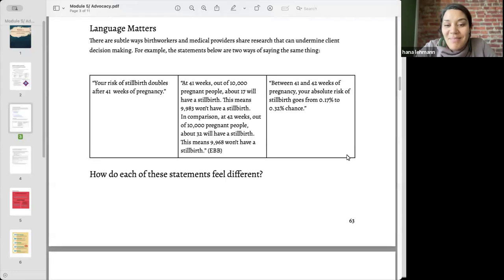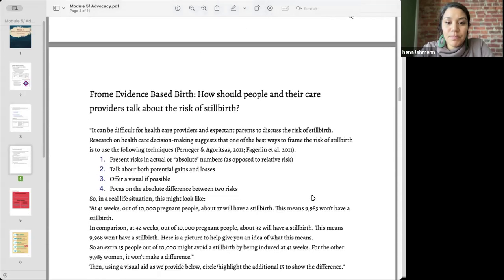These are all the same in terms of their accuracy or reflection of the research, but how do each of these statements feel different, right? Which one induces more fear, likely? Which one is the most understandable, right? So think through how to carefully and intentionally share research so as not to manipulate your client in any way, or for you to be able to recognize when your client is being manipulated in a birth scenario. You need to pay attention to language, right?